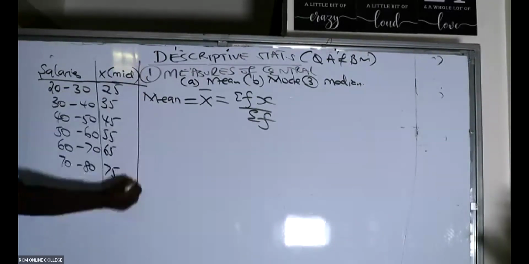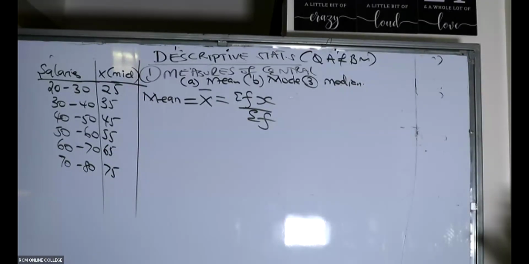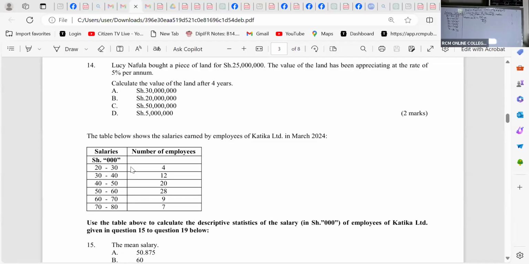And then come here and create a column where you capture the frequencies. Fortunately, the examiner has given us the frequencies. You can see here the examiner has given us number of employees. So this number of employees, these are our frequencies. So go ahead and copy them down.